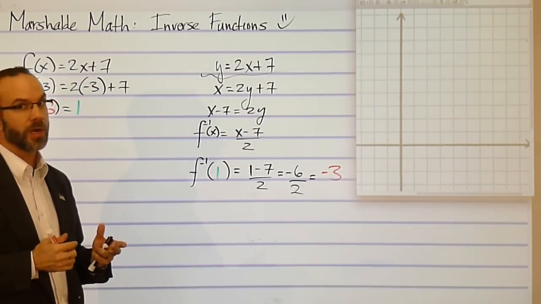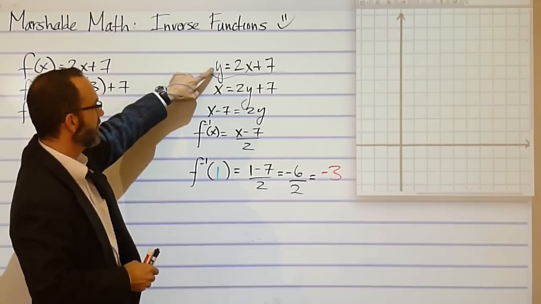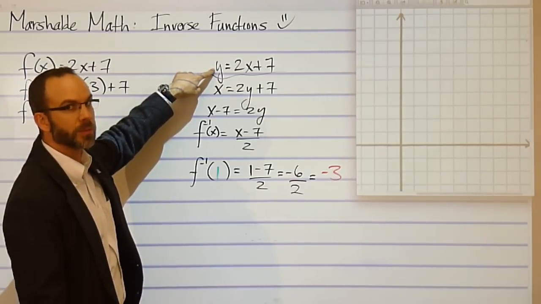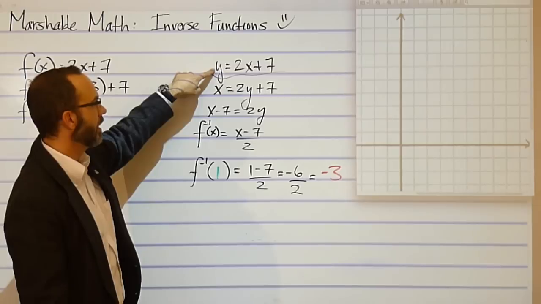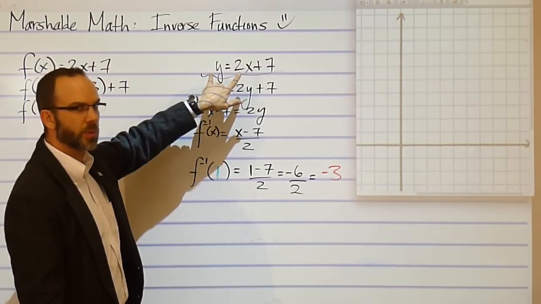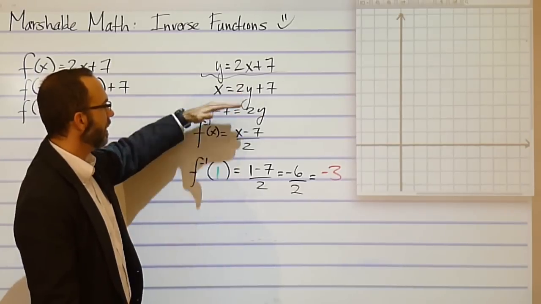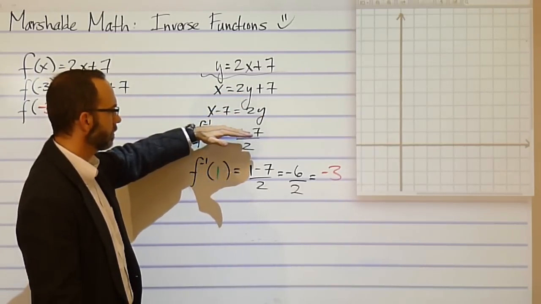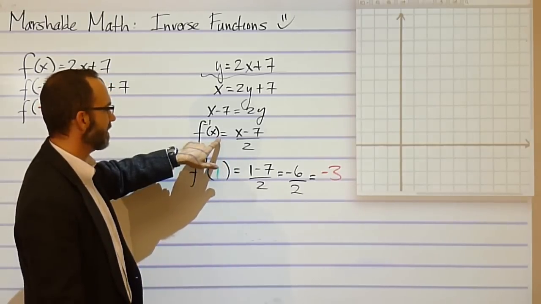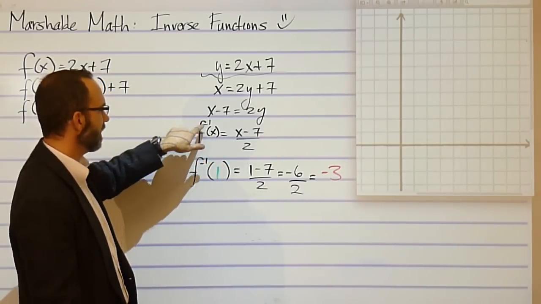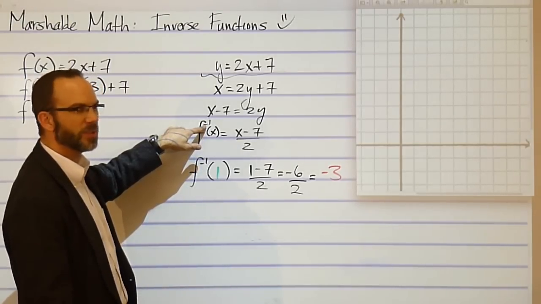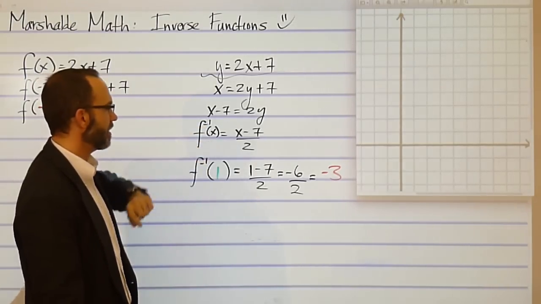Here's the pattern if you want to write it down. Number 1, replace f of x with y. Okay. Write this down probably. Replace f of x with y. Then you're going to switch your x's and your y's. Every time you see an x, you write a y, and every time you see a y, you write an x. Then you're going to solve the equation for y, and you get an expression over here. Okay? And then the last step is to replace the y with the inverse notation, if you want to call it that. And then that's your inverse function.